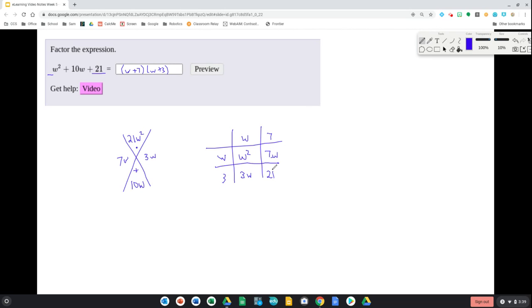And so that's what we mean by factor. So when you see that problem, kind of remember that. And I think you have 2 problems like that on your assignment where you're factoring.